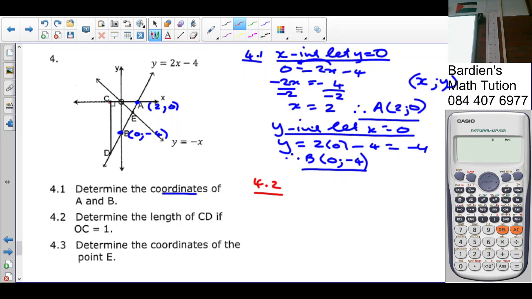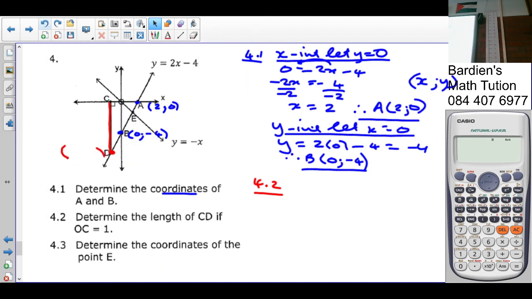CD. So CD is this length here. So in other words, if I know the y value of coordinate D, I would then know what the length of CD is. Not so? Why? Because the y value is this length here. Can you see that? It is parallel to your y-axis. So CD is actually a y value.